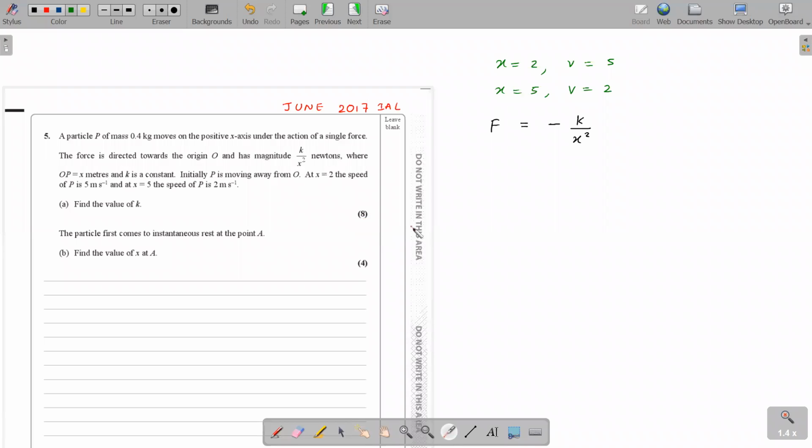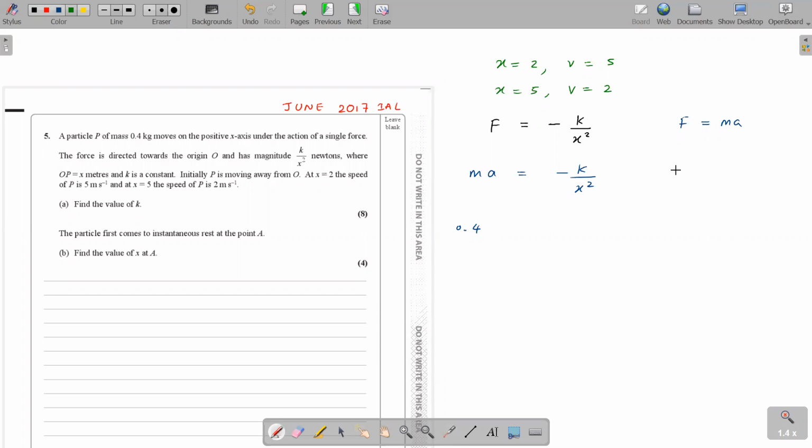Here, you can see they're talking about the force. When we talk about force, we always go with Newton's second law, which is F equals ma. So instead of the force here, we will go ma equals minus k over x square. Are you with me? And now you have the acceleration here. Mass is 0.4 kilograms. Your acceleration is a function of displacement here.